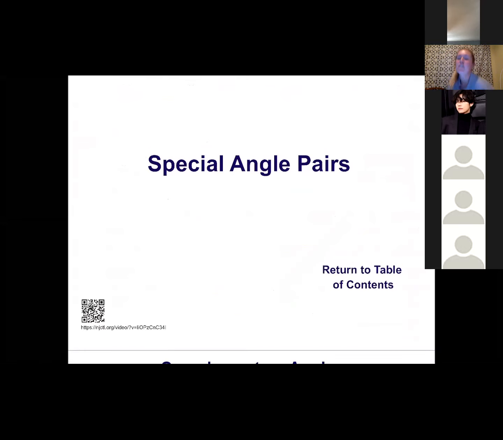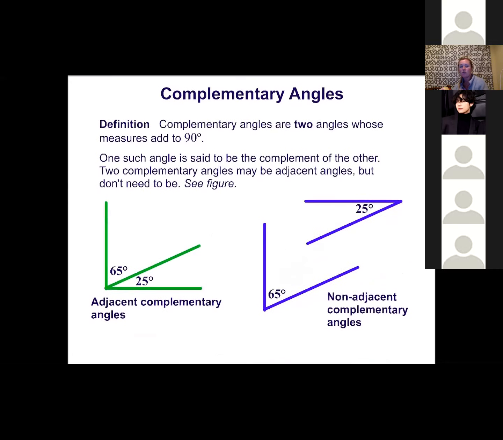And special angles we spoke about pretty briefly at the beginning of the school year back in August. Special angles are complementary angles, supplementary angles, vertical angles, and things like that. So special angles tell you how to set up an equation. The first one we're going to talk about is complementary. Complementary angles are 2 angles whose measures add up to be 90 degrees.